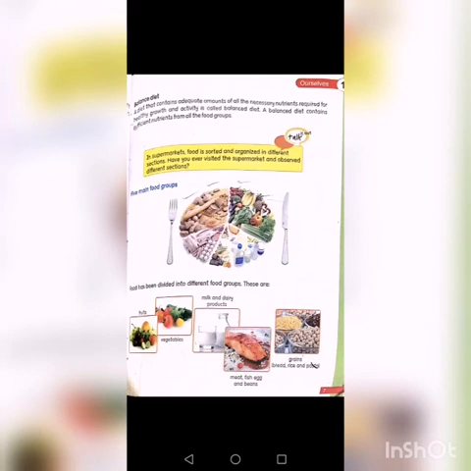So there are 5 main groups of food. Food has been divided into different groups. These are fruit, vegetables, milk and dairy products, meat, fish, egg and beans, and grains like bread, rice and pasta.